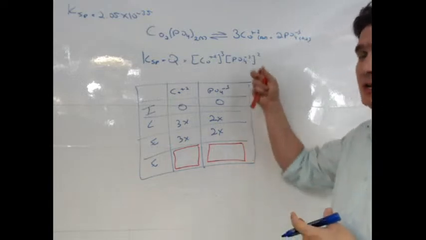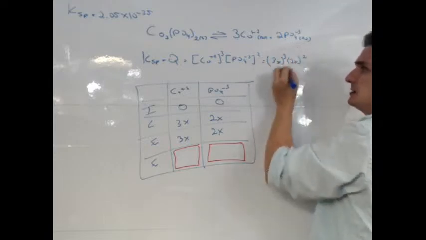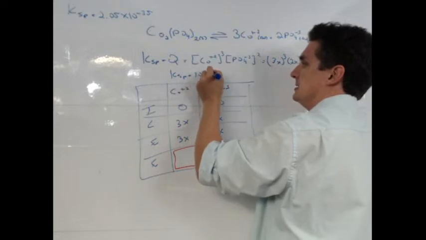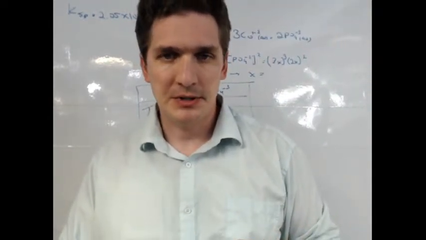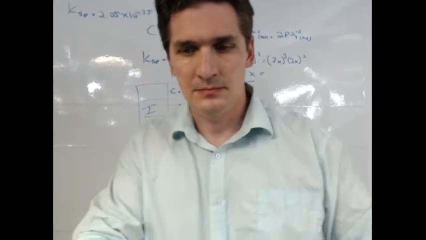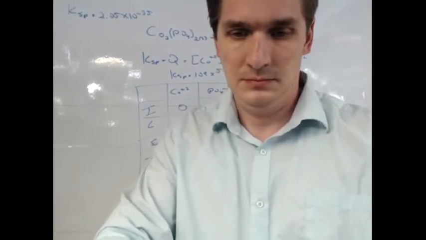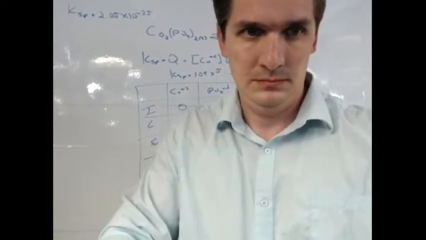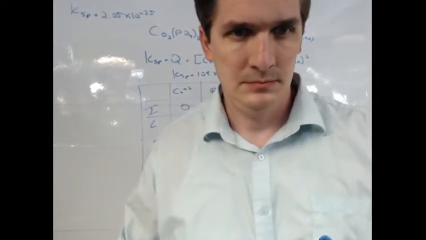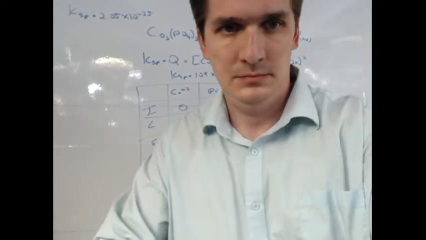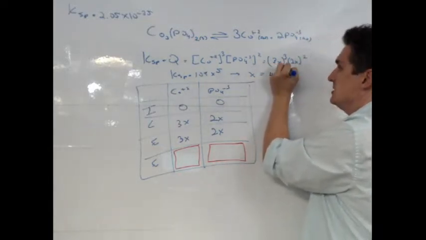Since we need to solve for it, we're not given this row. Odds are we're going to stick this row into our expression for KSP. So we get 3x to the 3rd power times 2x to the 2nd power. So KSP is going to be 108 x to the 5th. So x in this case, let me work it out really quick. So x is 4.53 times 10 to the negative 8.